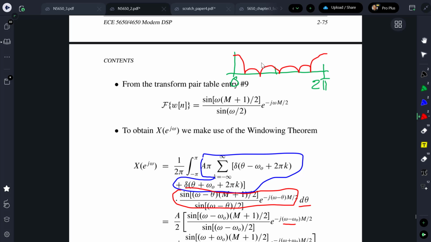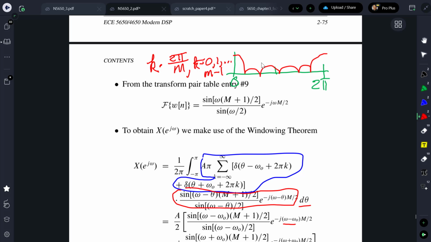Now these peaks of the window itself occur starting at 0, and we're going to look at that more today too, in the Z domain. They occur at multiples of 2 pi over M. So we have something like this, up to N minus 1.